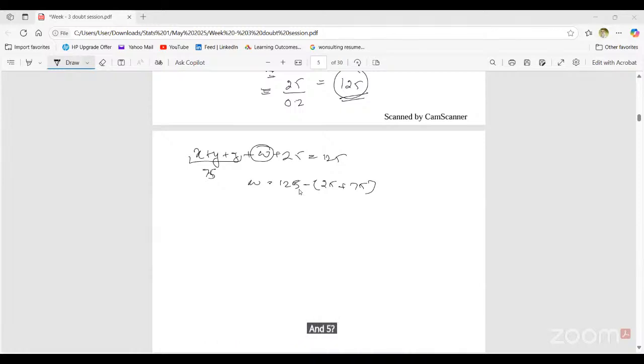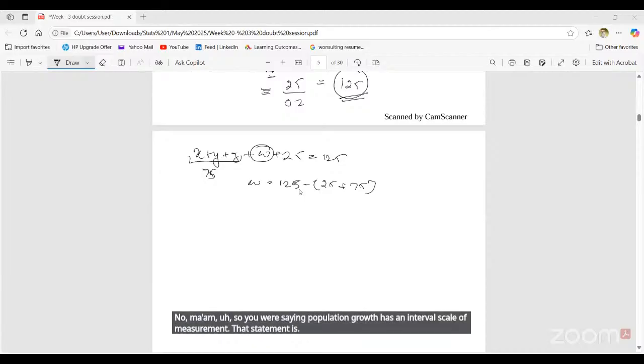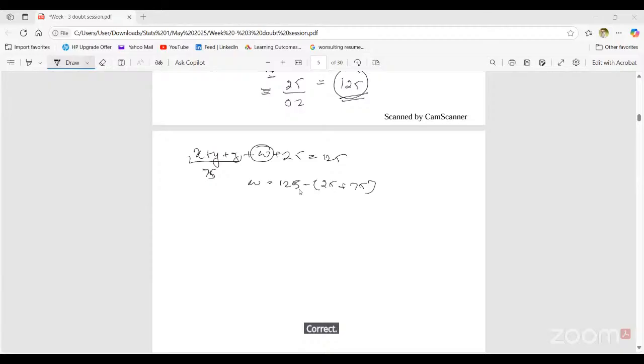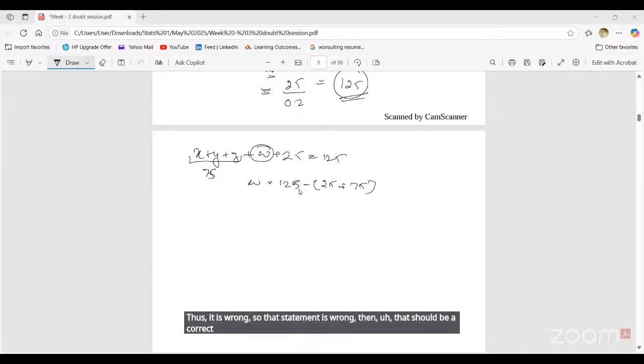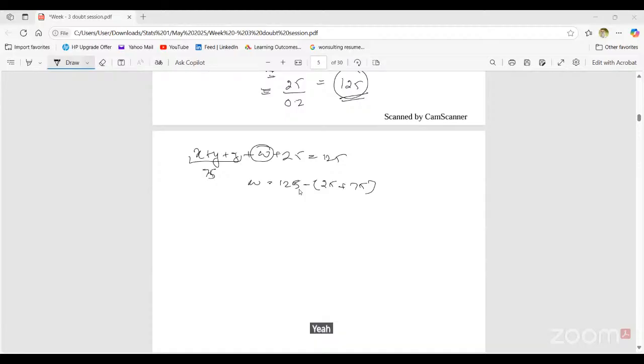Population growth should be ratio, not interval. So I'll just check and let you know. Okay. No, ma'am. So you were saying population growth has an interval scale of measurement. That statement is wrong. It should be ratio. Then that should be a correct answer according to the question because it has asked to mark the incorrect answer. So the correct options are option 2 and 3, right? Yeah. Okay. Thank you, ma'am.